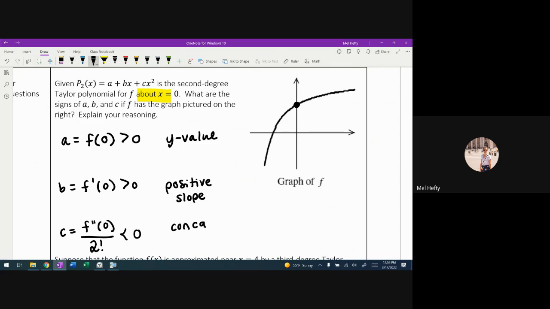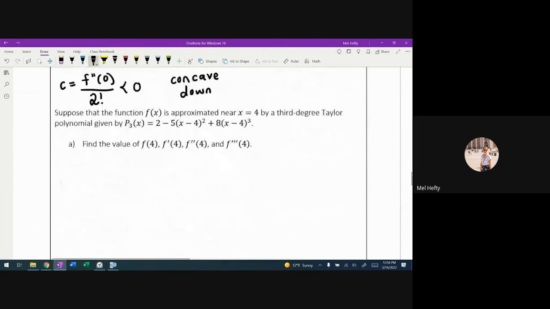So look at how cool these questions can be. I can connect them to a ton of other calculus concepts. All right. Oh, yeah, it's super fun. All right, let's try this guy.